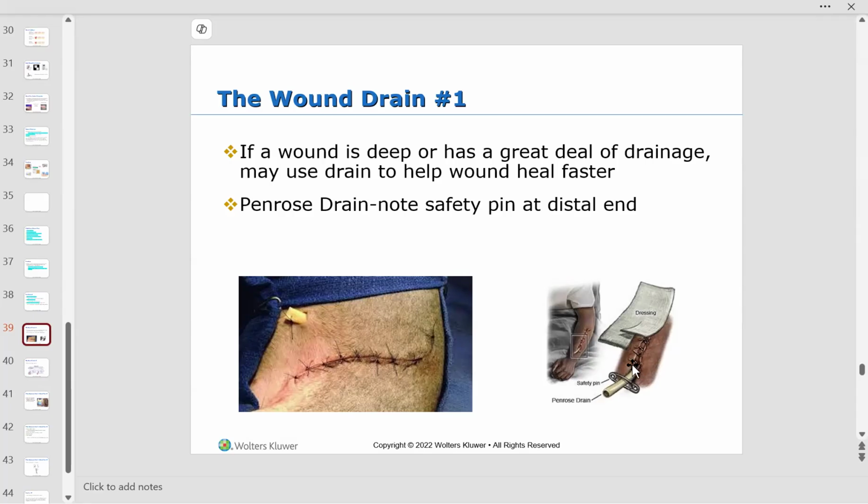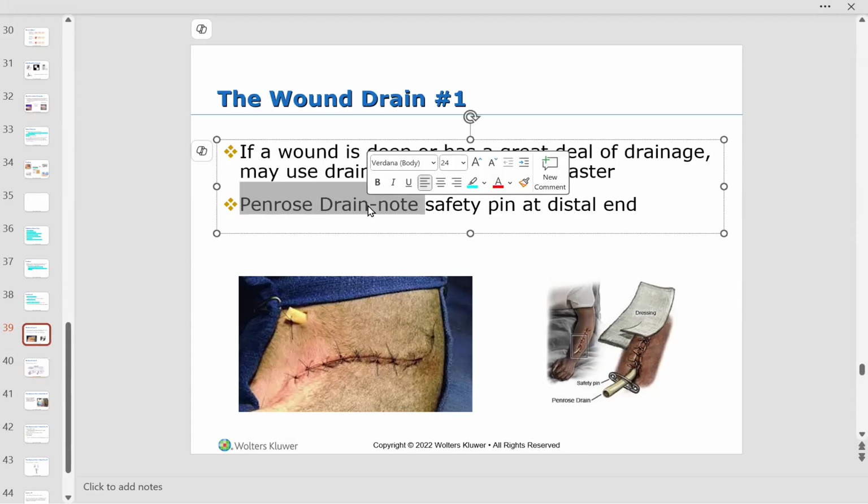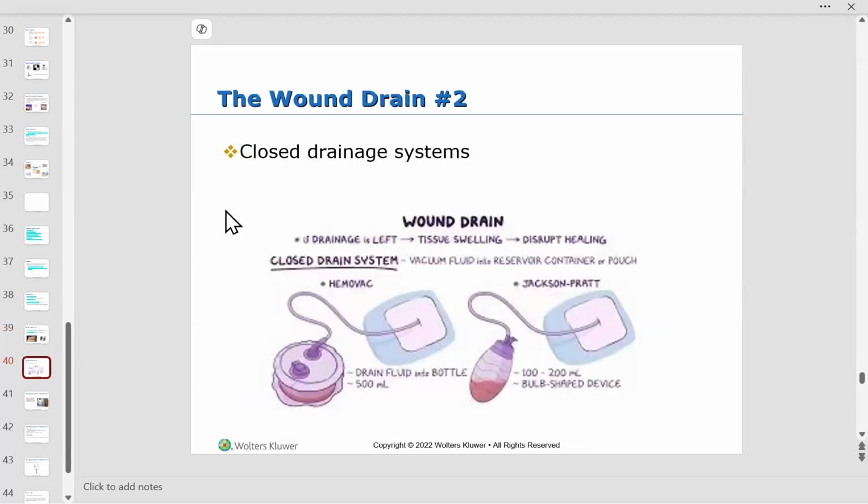What that means is the drainage just flows out. Usually we'll put an ABD pad under it to gather the drainage. It helps direct the drainage away from the wound. Penrose drain, let me highlight that, make sure you know that. And then other drainage systems, the Hemovac drain looks like this. The little skinny tube goes into the wound or the incisional site and is sutured in and drains out the bloody drainage or the fluid.